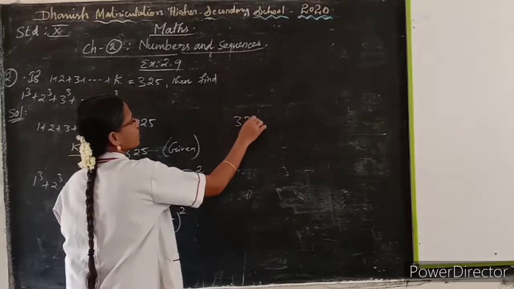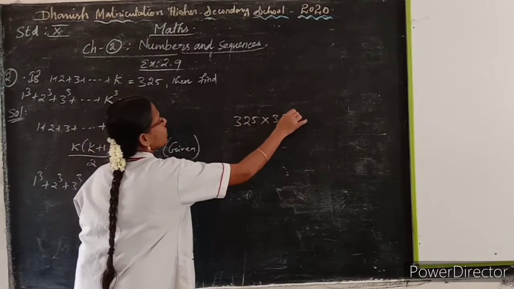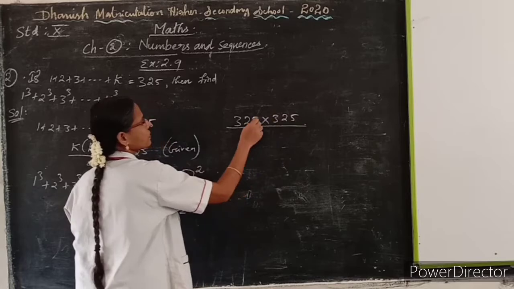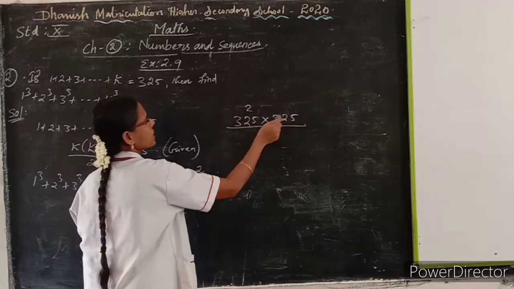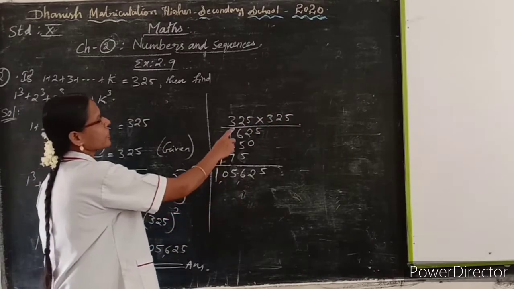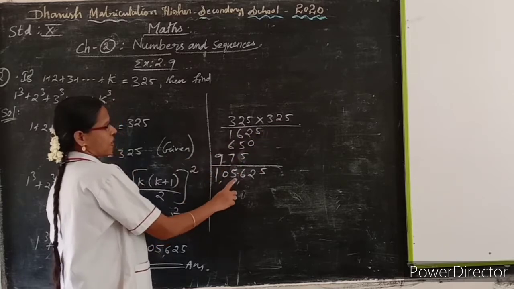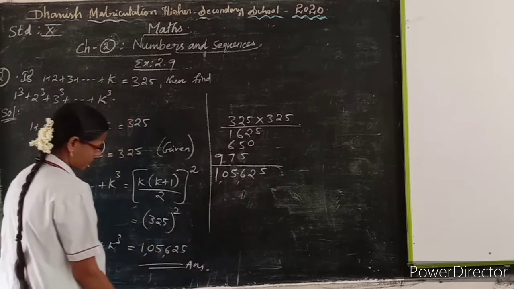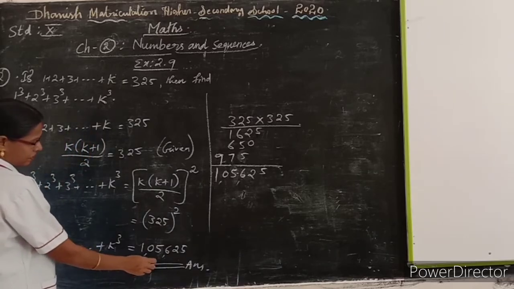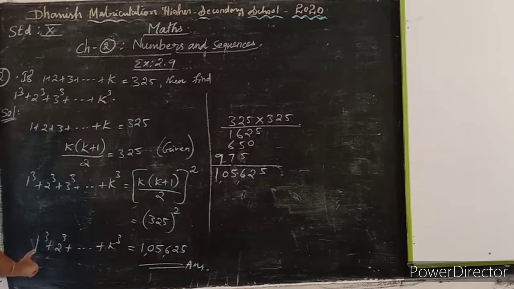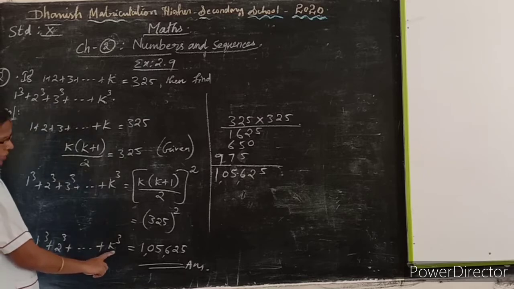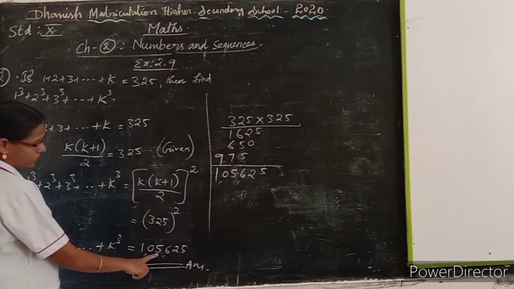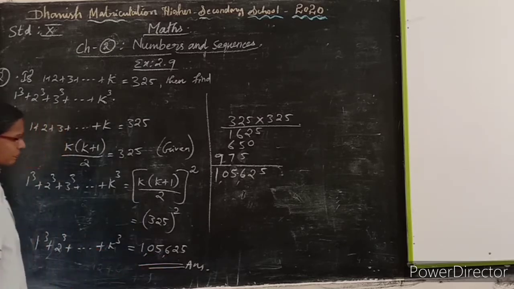So 325 into 325. Now 325 into 325 is 1,05,625. That is the answer. So the answer is 1 cube plus 2 cube plus etc. up to k cube is 1,05,625.